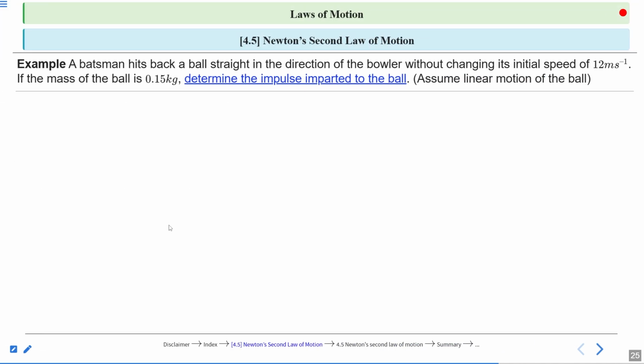Example: a batsman hits back a ball straight in the direction of the bowler without changing its initial speed of 12 meter per second. If the mass of the ball is 0.15 kg, determine the impulse imparted to the ball. Assume linear motion of the ball. So here we have to find out the impulse imparted to the ball. So we know impulse is product of force and time. Clear? Please solve.